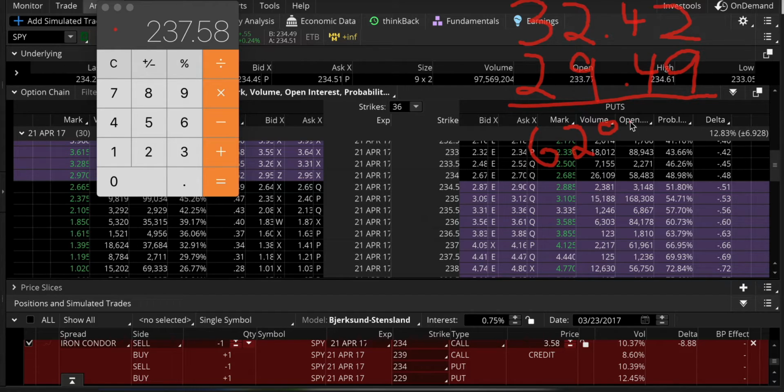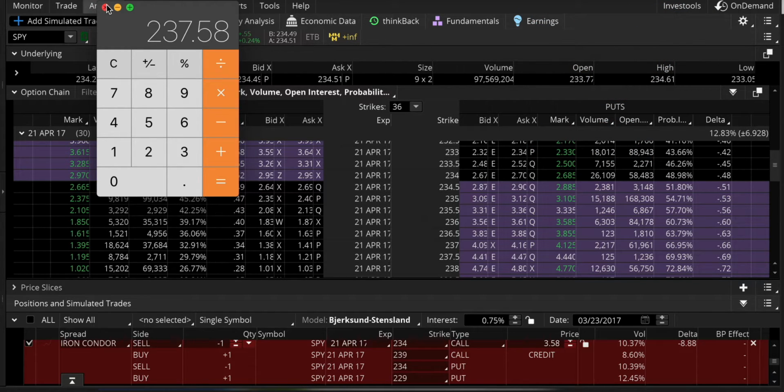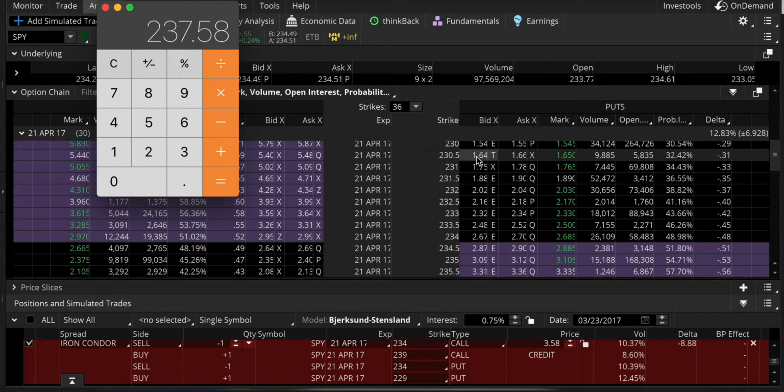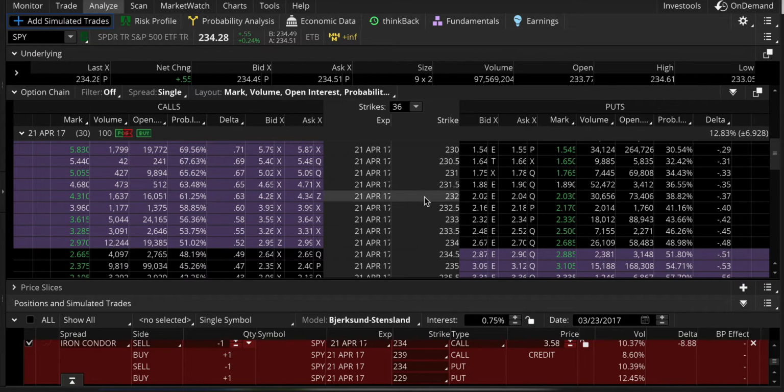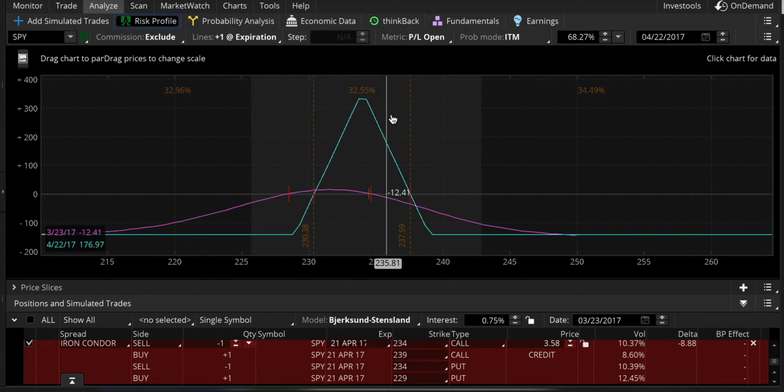Yeah, 62%. So 62% chance that the price of SPY will be outside of 237.58 and whatever the other one is, 230.42 or whatever it was. So that means that using the chart, it has a 38% probability of being between your break-evens. So that's more or less what we saw here.